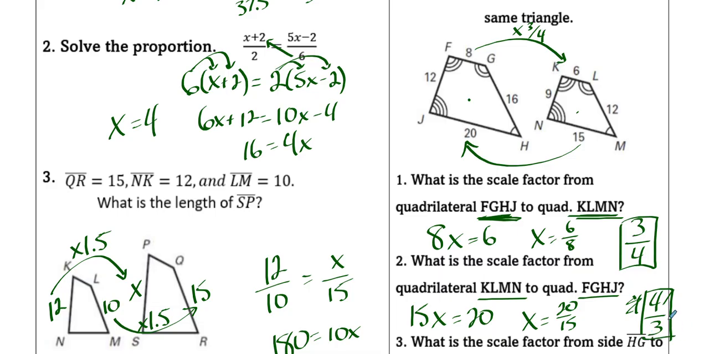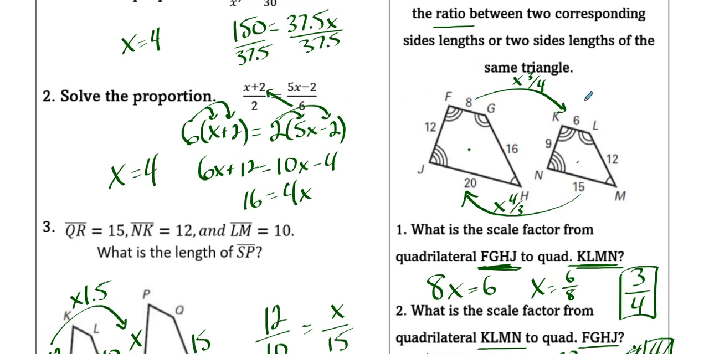This is always going to be the case. These fractions are reciprocals of each other. If you multiply this by 3/4 to get here, you're going to multiply this by 4/3 to get to the bigger shape. So that's going between our two figures.